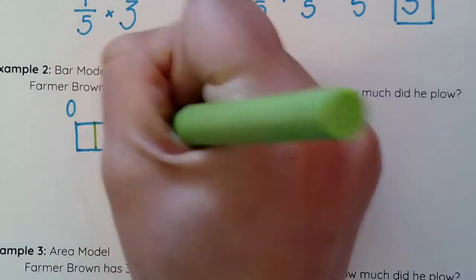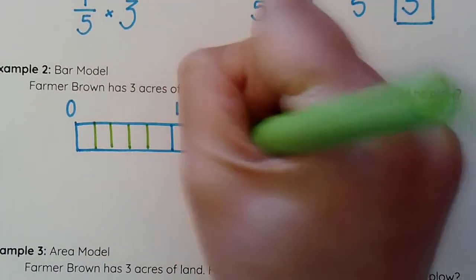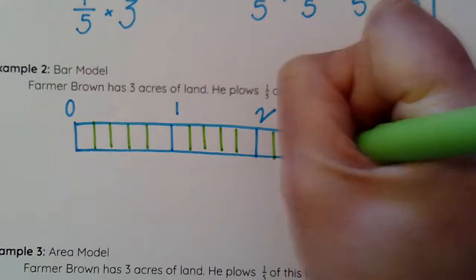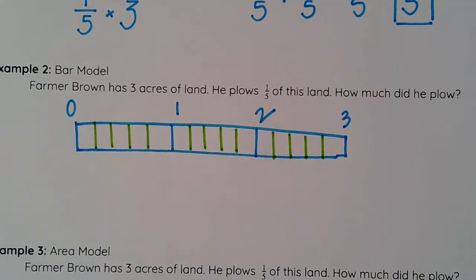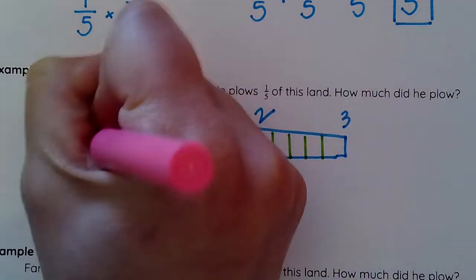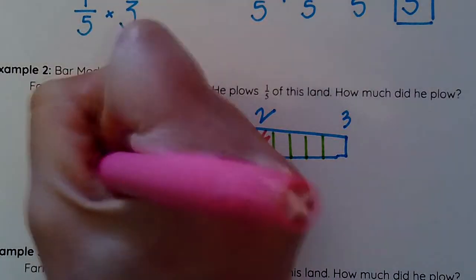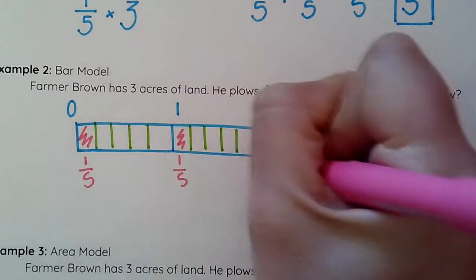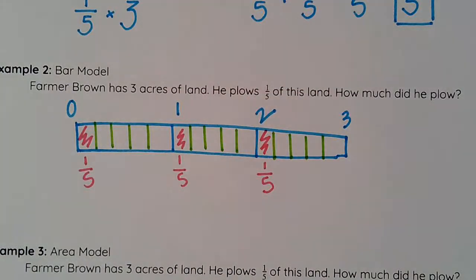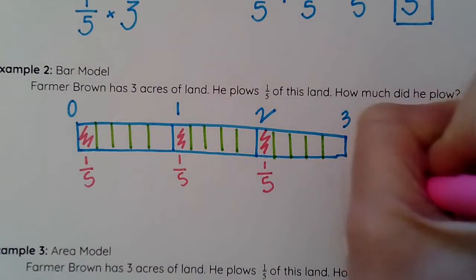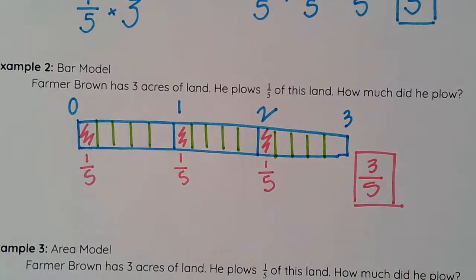I split each acre into 5 parts: 1, 2, 3, 4, 5. Now, he plows 1/5 of each of these. Again, that's 1/5 plus 1/5 plus 1/5, which gets us, as we noted before, 3/5. He plowed 3/5 acres.